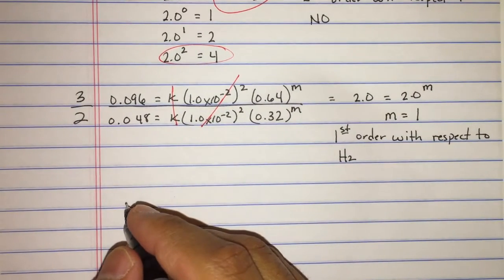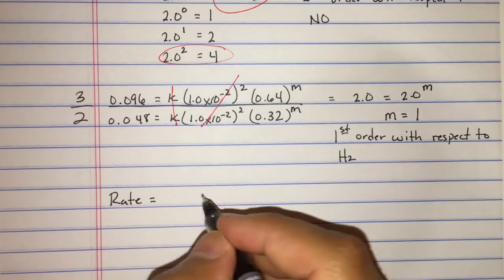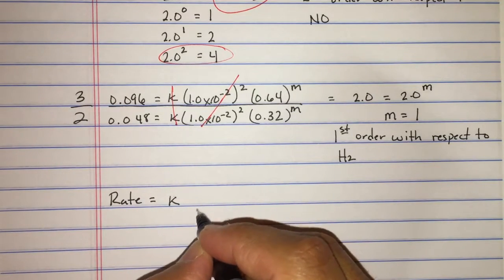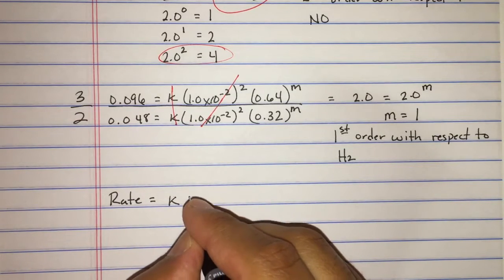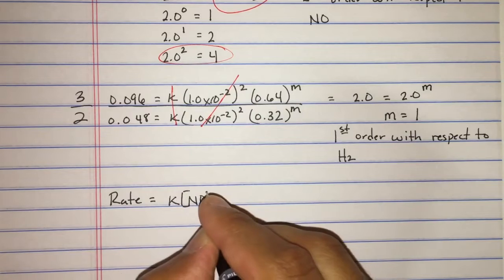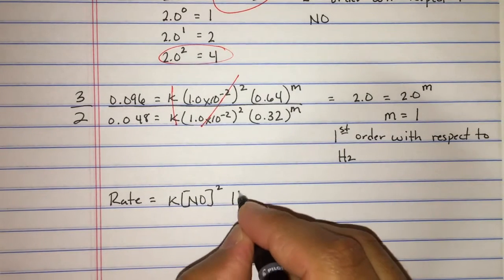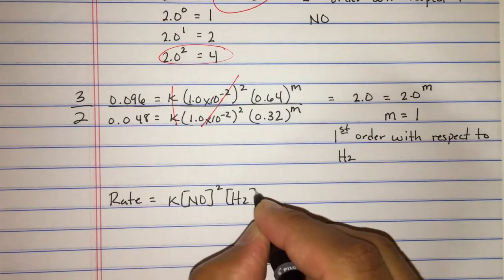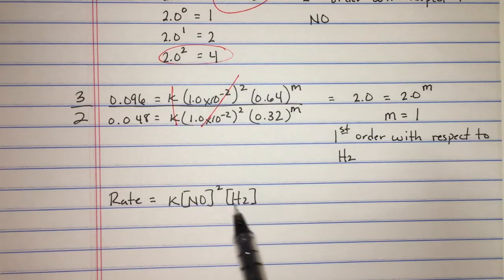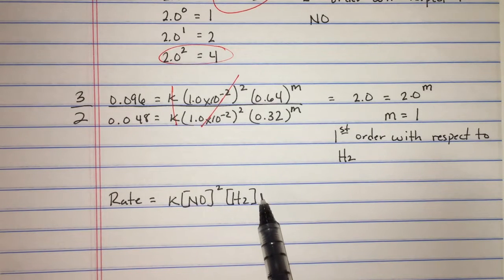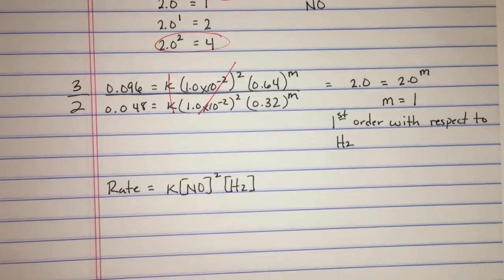The rate law is rate is equal to a rate constant times the concentration of NO raised to the 2 times the concentration of hydrogen raised to the 1. Now that's a first order with respect to hydrogen. I don't have to write the 1. I'll just go ahead and leave it like that. And so that's our rate law.